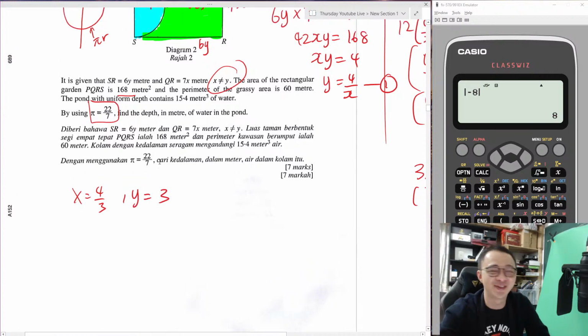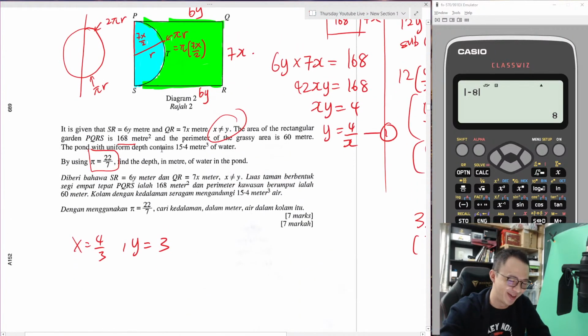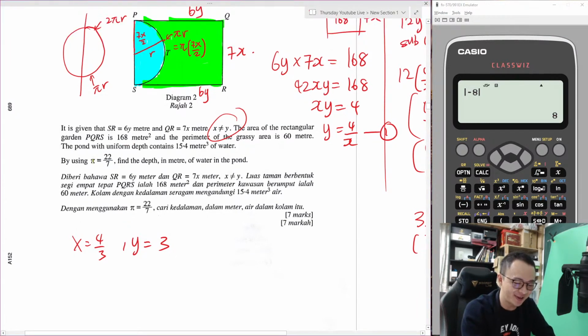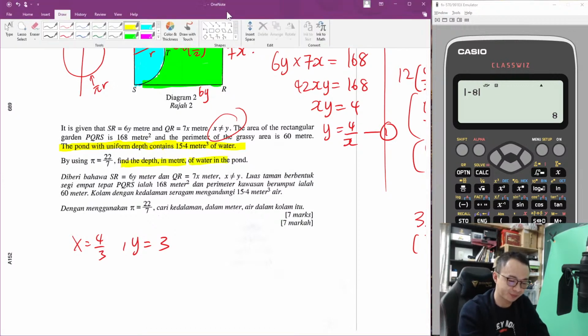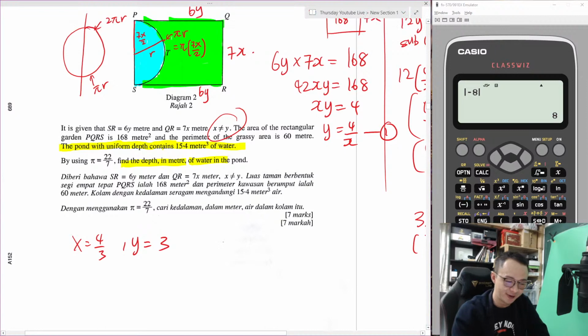I see a lot of you were more aware than me. So what do we want to find out? They tell us a sentence which is a bit weird. They say the pond with a uniform depth consists of 15.4 meter cube of water, and ask us to find the depth of the water. So just imagine we have the pond here, with some depth here.